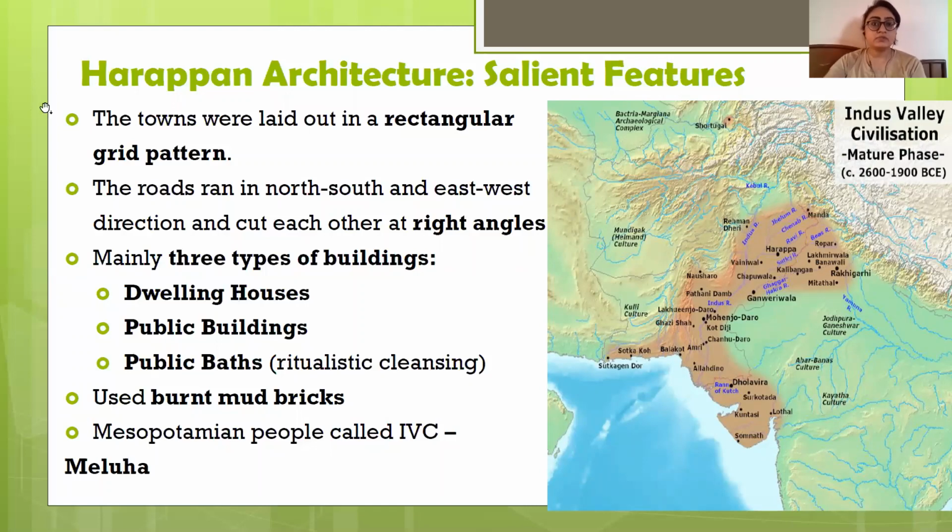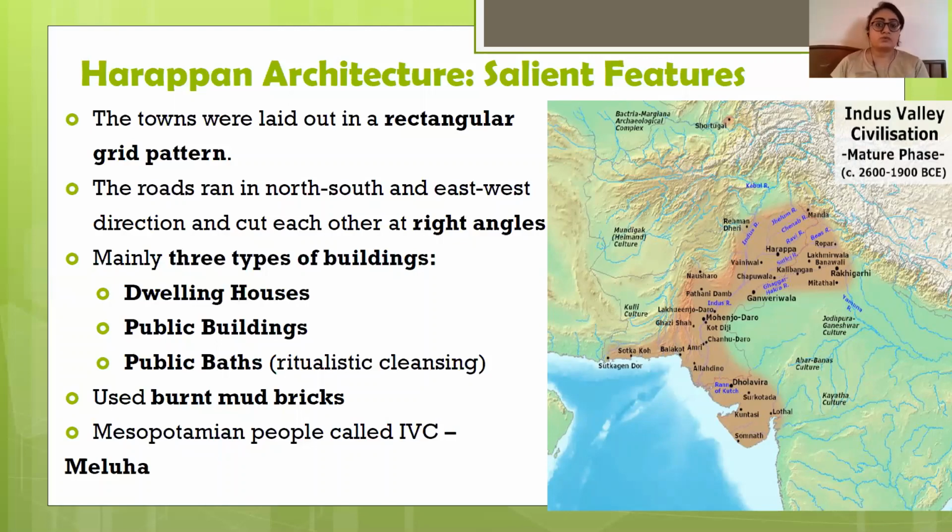The salient features of Harappan architecture: the towns were laid out in a rectangular grid pattern. The roads ran in north-south and east-west directions and cut each other at right angles. A right angle is this one, and the roads run between such right angles. So Harappan roads cut each other at right angles.